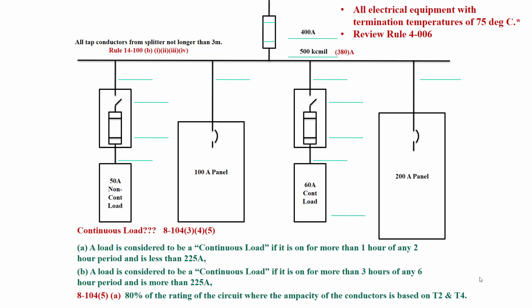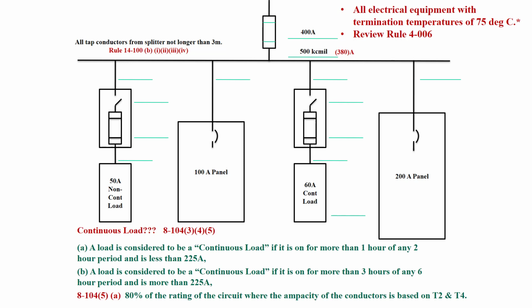And a load is considered a continuous load if it's on for more than 1 hour in any 2-hour time period and is less than 225 amps, or 3 hours in any 6-hour period and is more than 225 amps. So unless we can prove that it is not continuous, we would pretty much always assume it's a continuous load. So non-continuous loads are not nearly as common. A dryer would be an example of a non-continuous load. So it's very specific, all right? And if you wanted to classify something as non-continuous, you'd have to be able to prove it, okay, that it's non-continuous.